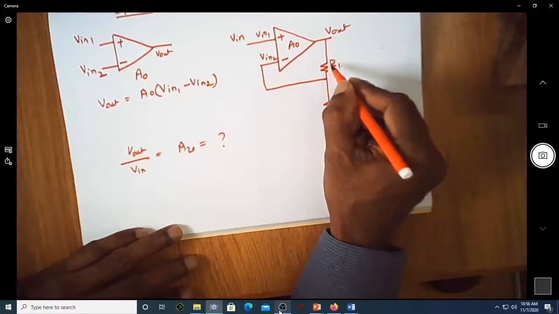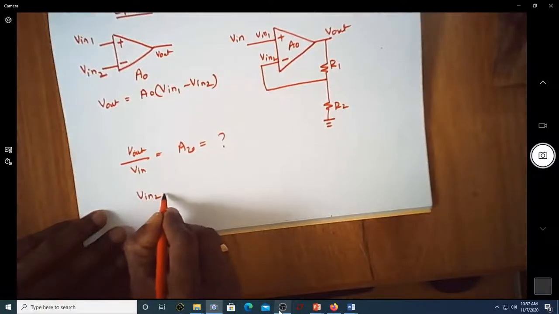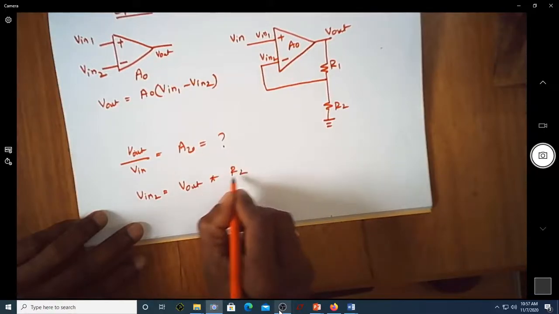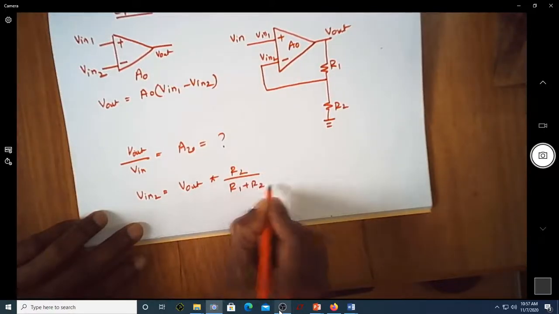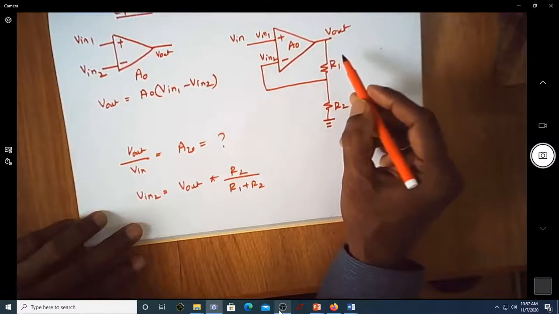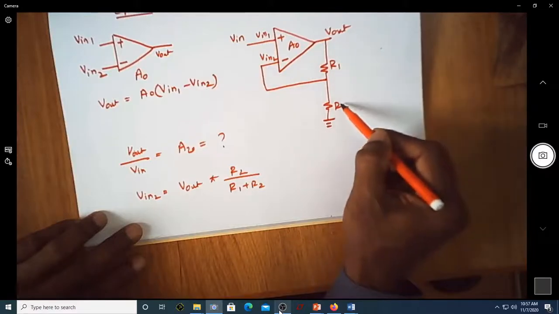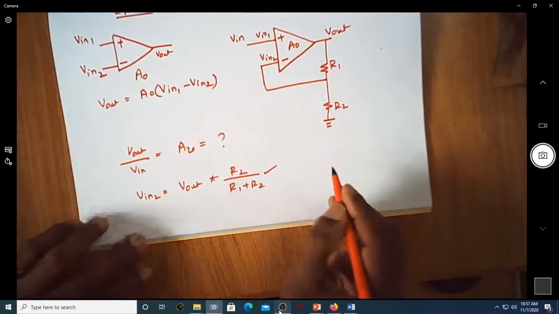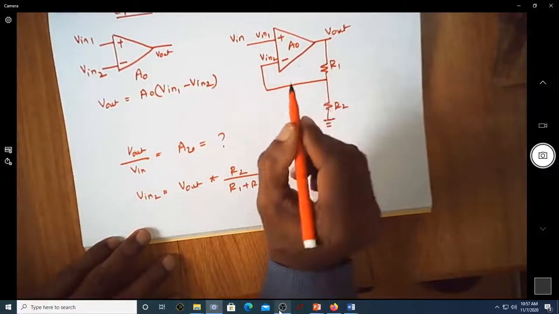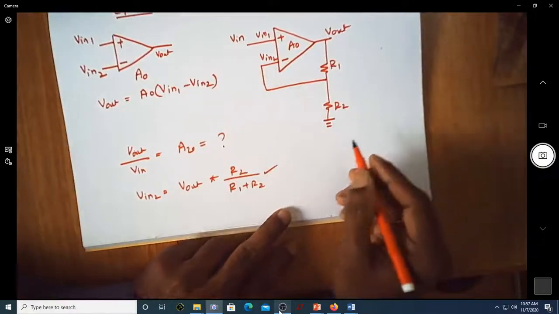So this is V out. Using the potential divider rule, can we write V in 2 as equal to V out multiplied by R2 by R1 plus R2? Meaning if this is V out, the voltage available at this point, as per the potential divider, is V out multiplied by R2 divided by R1 plus R2. This is the expression for the voltage at the inverting terminal due to this V out and the feedback network R1 and R2.